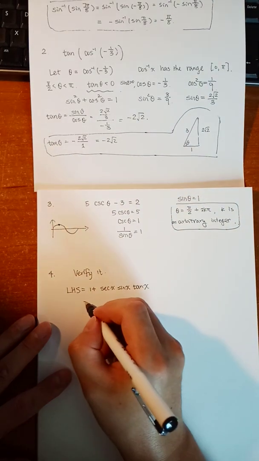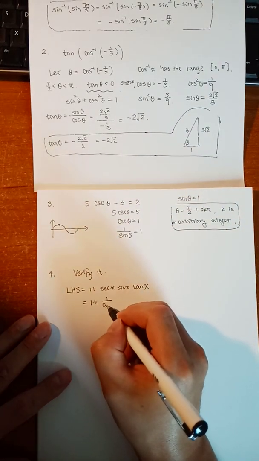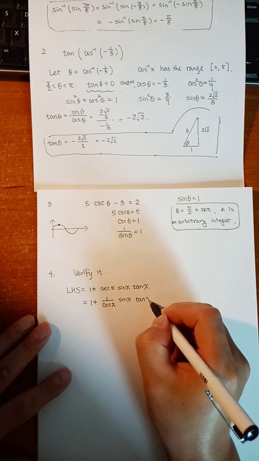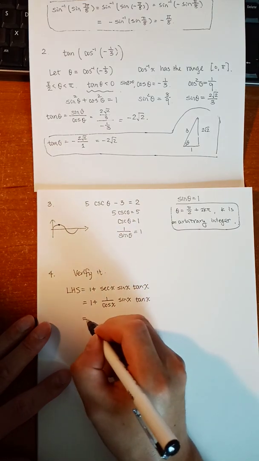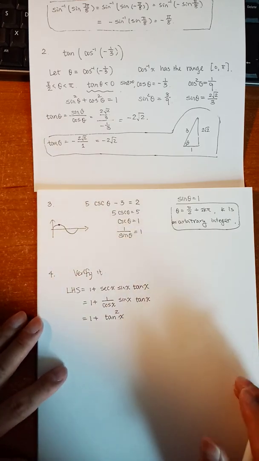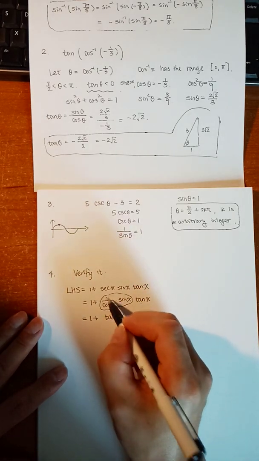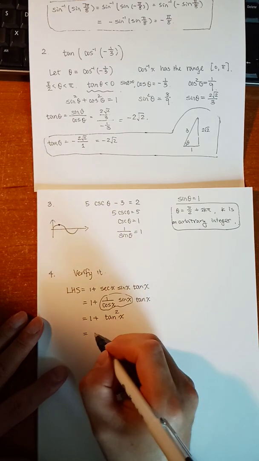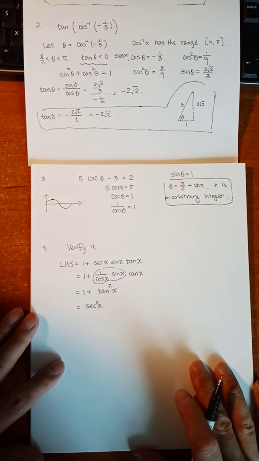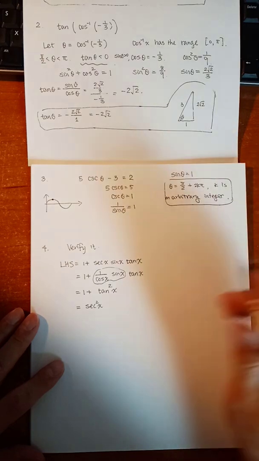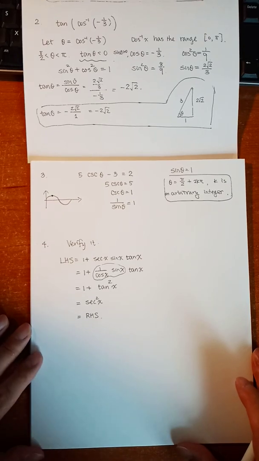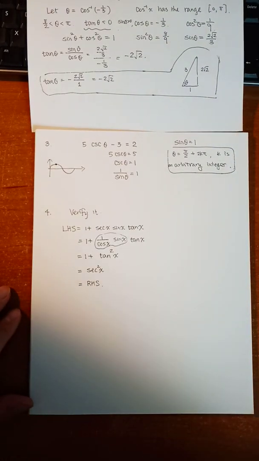Secant is 1 over cosine, times sine and tangent. Sine over cosine is another tangent of x, and times the tangent x, it becomes tangent x squared. So this is one, tangent of x, the second, tangent squared. 1 plus tangent x squared, by the trig identity, is equal to secant of x squared. This is exactly the right hand side. So you're done with the verification.